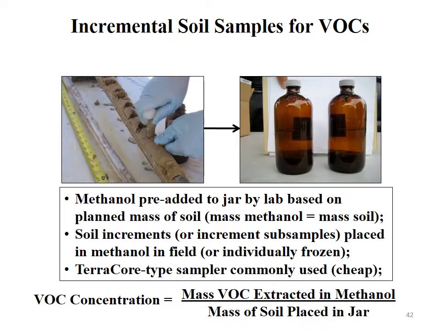Now you can do incremental sampling for VOCs. You just take a jar of methanol in the field with you and put subsamples from your increments into the methanol, or from exposed sidewalls or trenches or such, directly into methanol. That's discussed in our guidance.